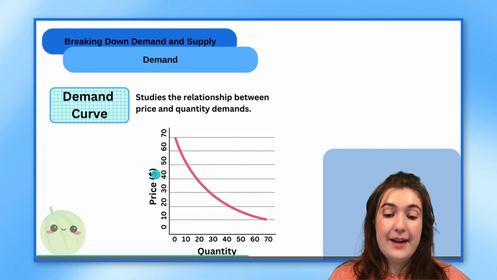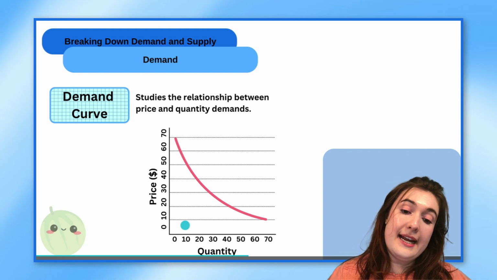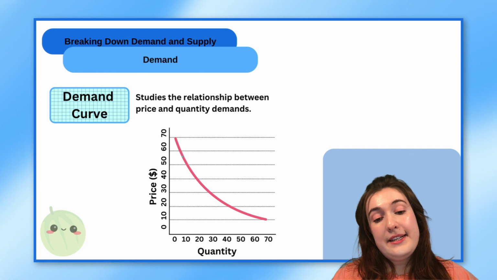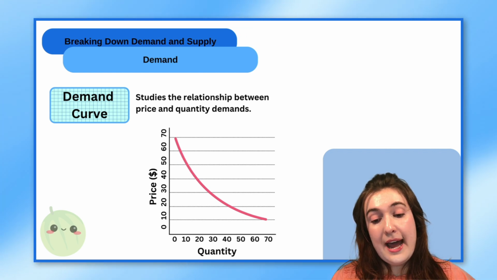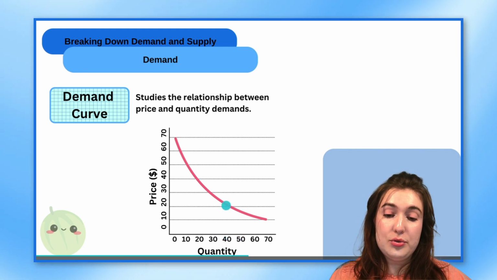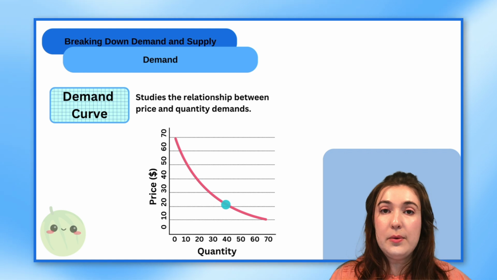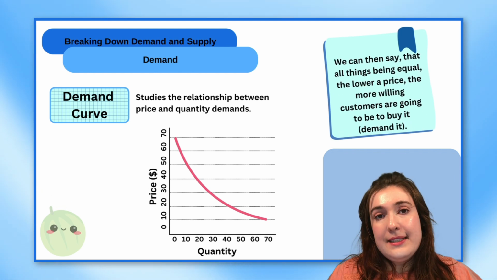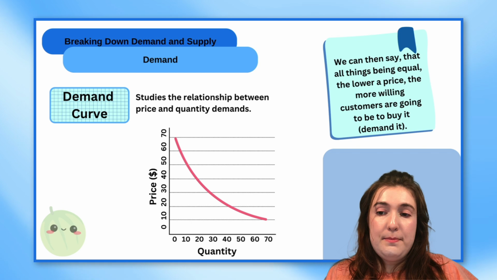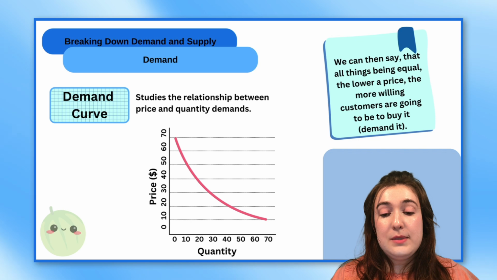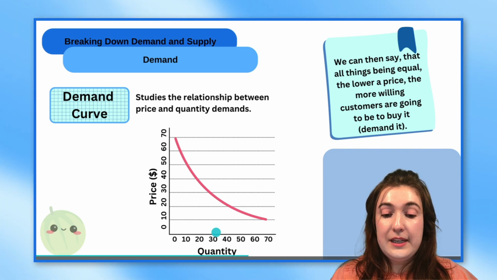Basically, this is how it works. If we say that we have 10 blueberries, at 10 blueberries, we can say that customers are willing to pay roughly $55. And if we move down the curve, let's say that at 40 blueberries, we can see the customers are willing to pay around $21 or so. So basically what we're saying is that, all things being equal, the lower the price is, the more willing a customer is going to be to buy it, because demand is going to increase as the quantity becomes larger.